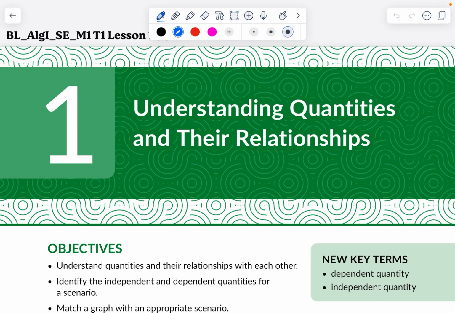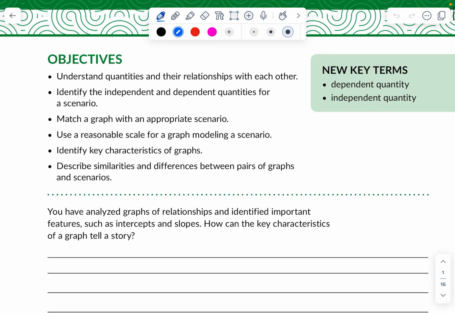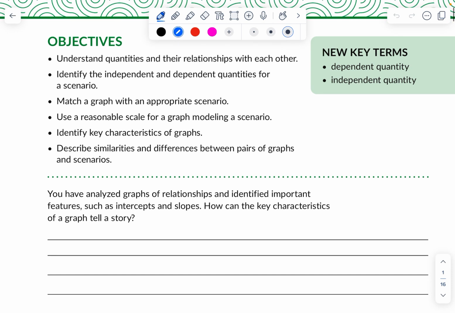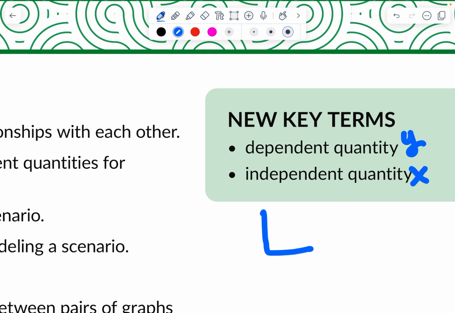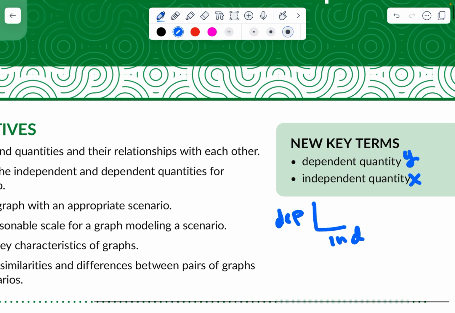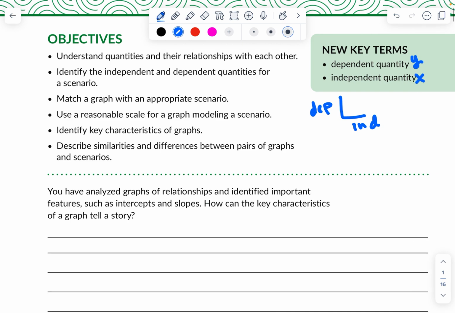1 from our textbook, Understanding Quantities and Their Relationships. Guys, I'm going to be skipping around a little bit, but 2 things that I need for you to know: dependent quantity and independent quantity. Dependent depends on something. Independent is in control. On a graph, our dependent quantity is always your y value, and your independent quantity is always your x value. So you have your independent and you have your dependent. So when you're looking at a graph, you're going to know that, okay?